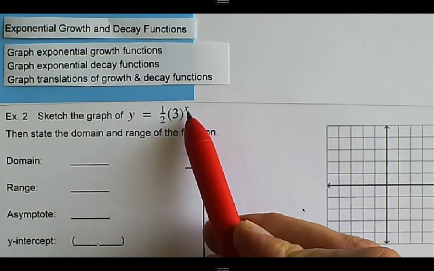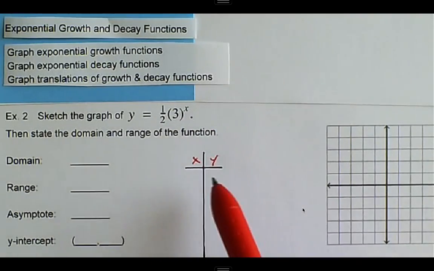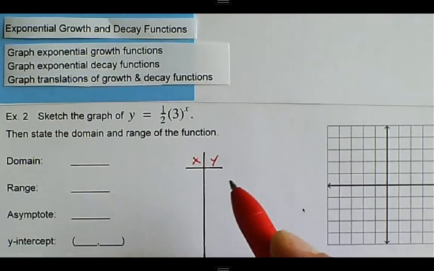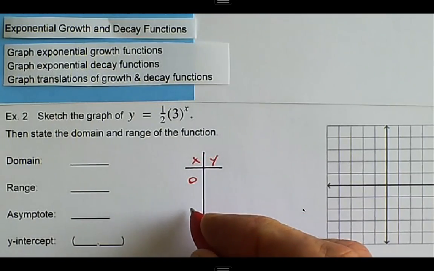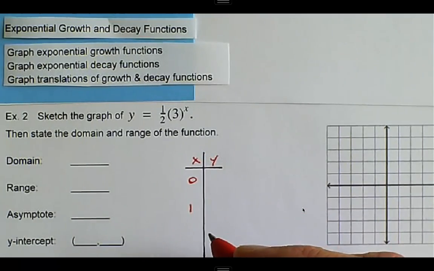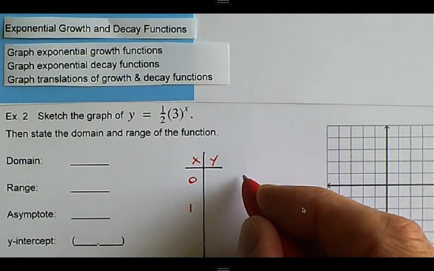Because we don't have any translation on the x or on the y, good points that we can always pick for this type of graph, we can substitute in 0 and we can substitute in 1. And so what we're going to do is just substitute that into the equation.